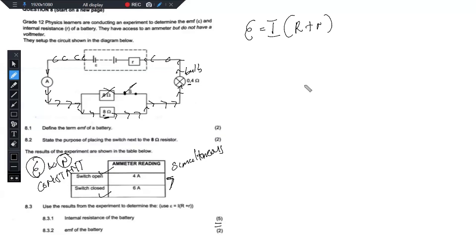Remember, they said we must use this formula. Now we don't have the EMF, we know it's an unknown. Then our current we are given when the switch is open. So let's indicate here: switch open, so that we understand when we are calculating. So here the switch is open, the current is 4. But what is the external resistance? It has to be the 8 plus the 0.4 here, right? Which will give us 8.4. And then the internal resistance we do not have.